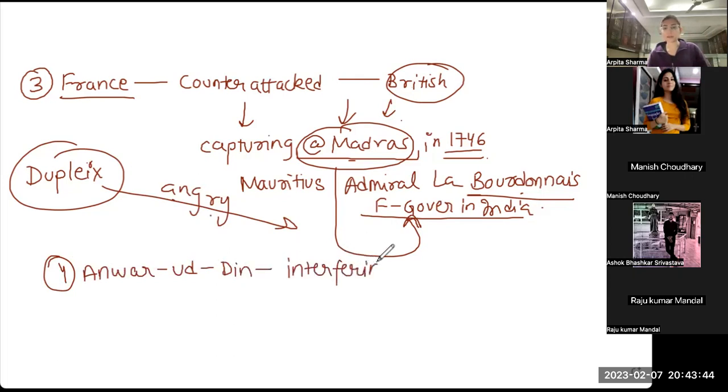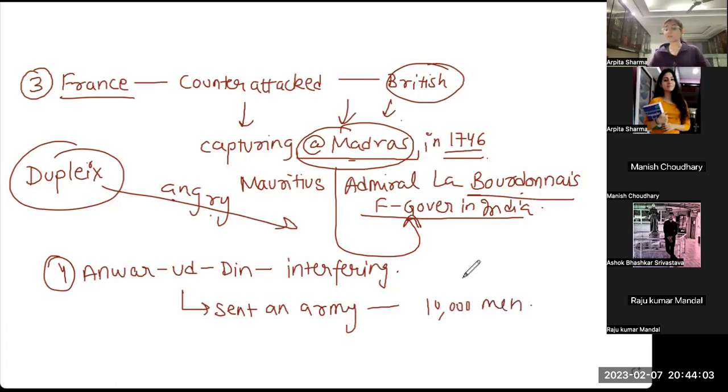He said, this is not done, dude. You are not taking my permission. You are taking my warnings lightly. You are considering this land as your own father's land. This is wrong. Anwaruddin interfered. He sent an army of 10,000 men. And the leader of that army was his son, Mahfuz Khan. He was the leader of the army, the son of Anwaruddin, Mahfuz Khan.